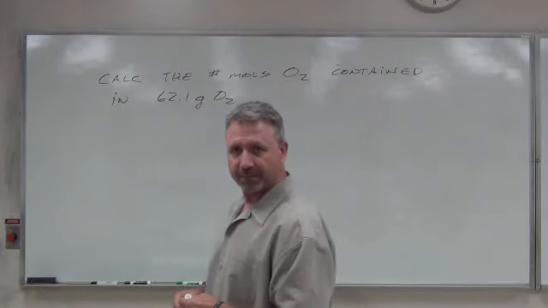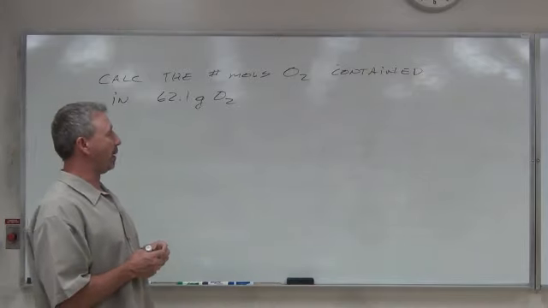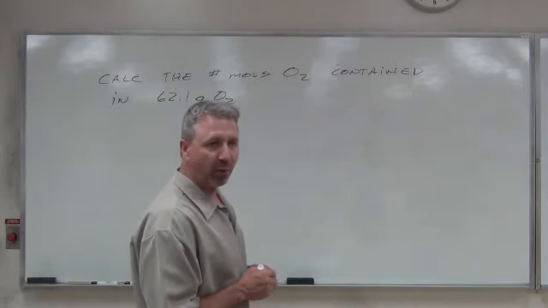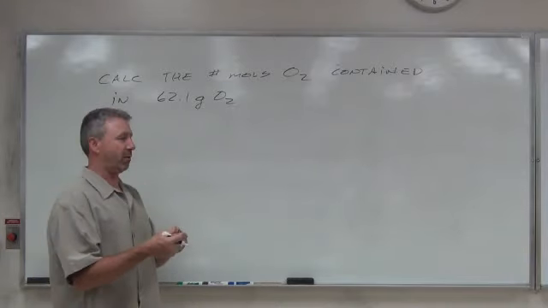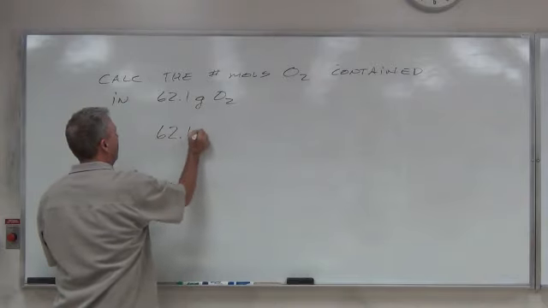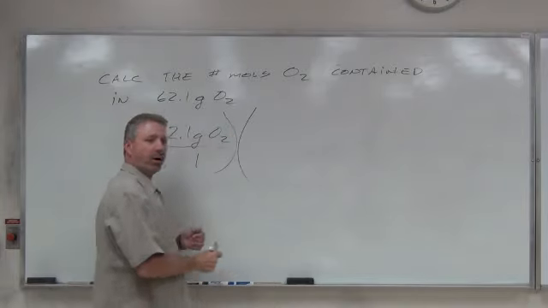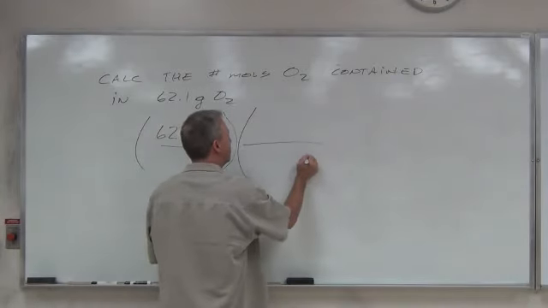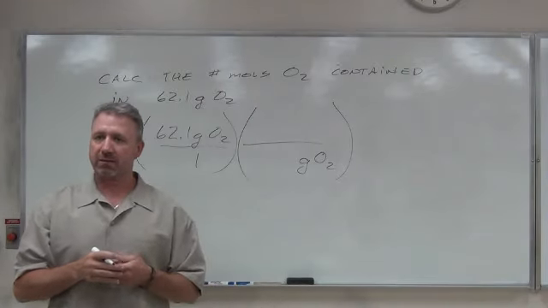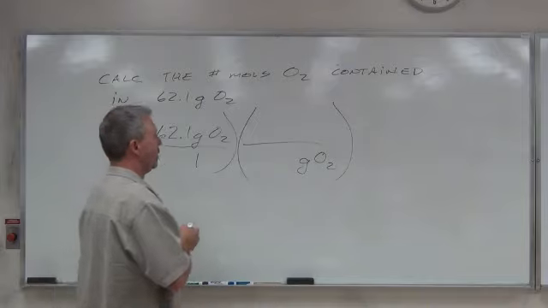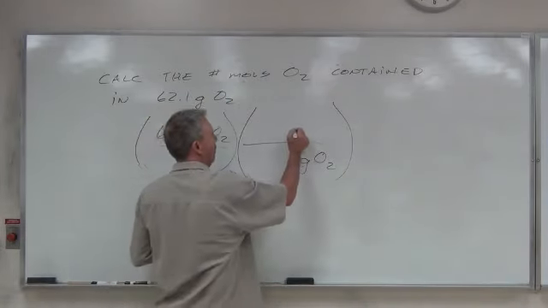Answer? 1.94 mole O2. Yes, 1.94 mole O2. We start with our given information because that's what we always start with. We have 62.1 grams of O2. I have no idea where I'm going to go with my conversion. I just know that I must have grams of O2 in the bottom in the next fraction so that they cancel. Wouldn't it be nice if I had a direct conversion between grams and moles?